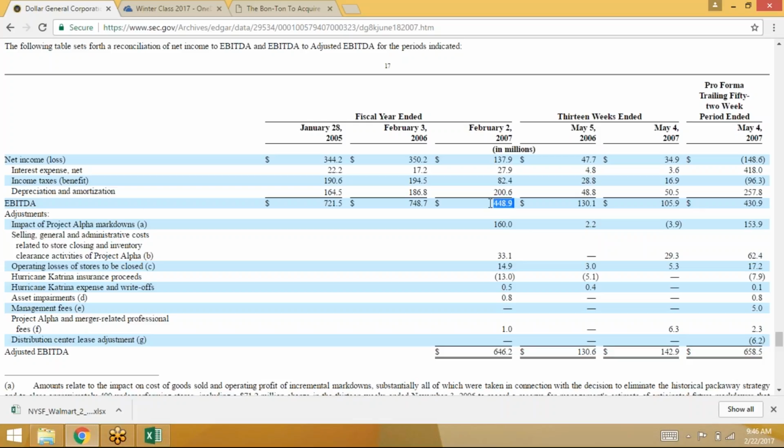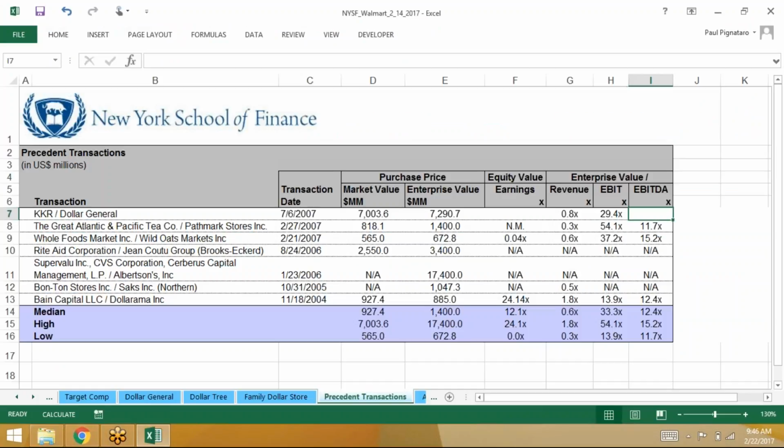Actually, they did it for us right here, EBITDA. They made it really easy. If this line wasn't there, I would have added this 200.6 to the 248, and that would give you 448.9. They give you the same number. So we're going to use 448.9. And so the EBITDA multiple is enterprise value divided by 448.9.